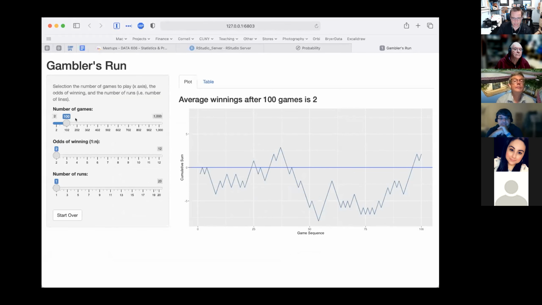So if we do 100 coin flips, in this particular run, I ended up with 16.